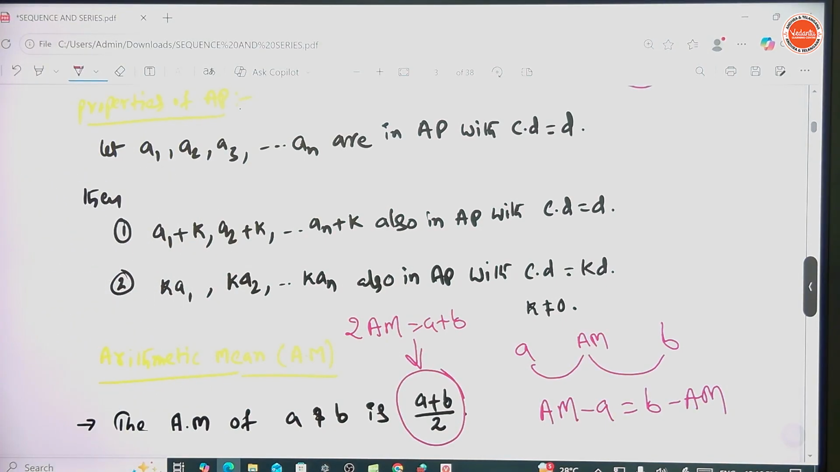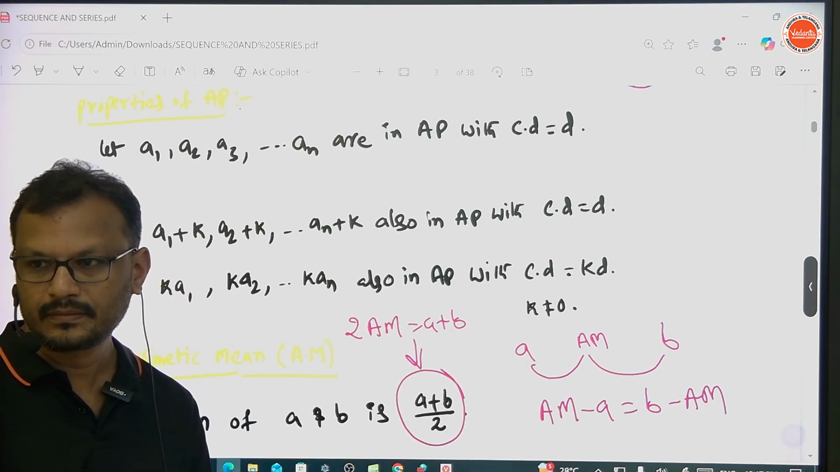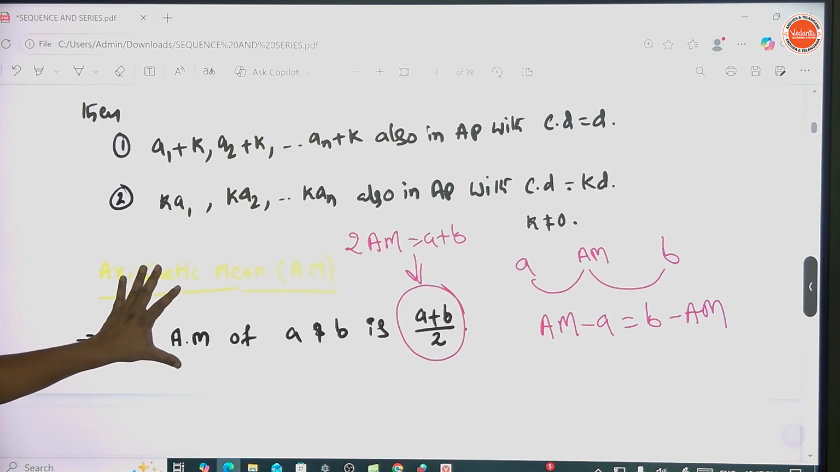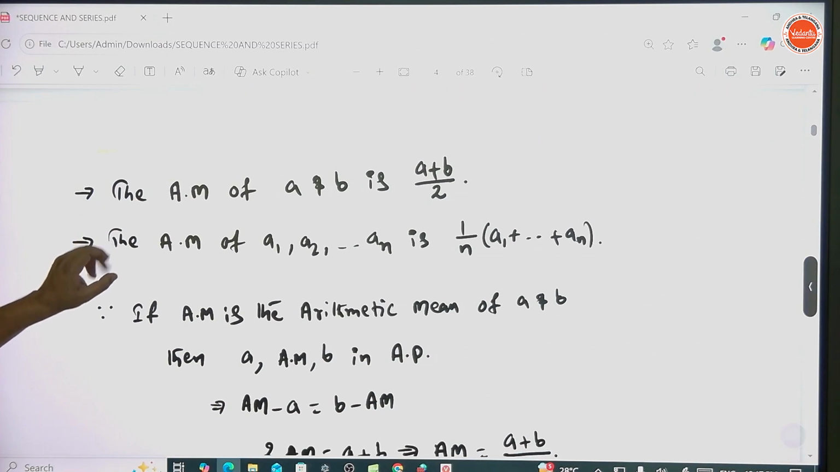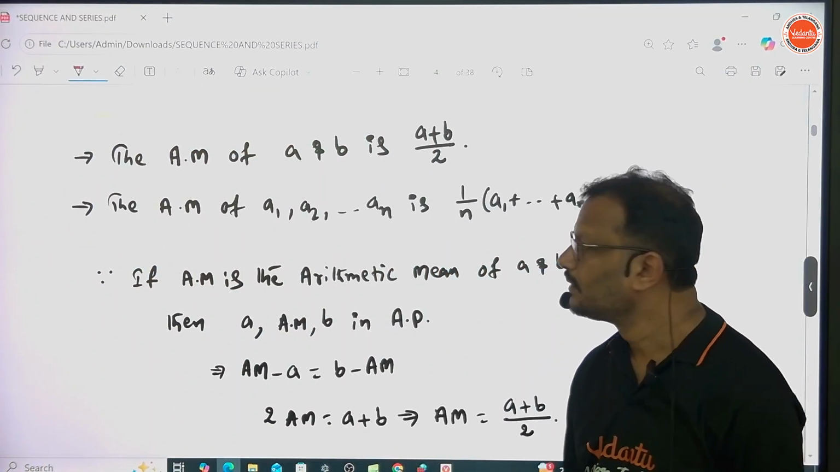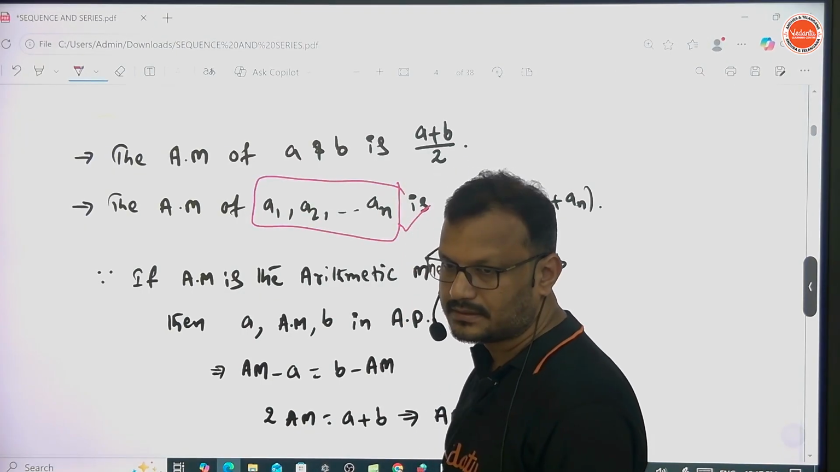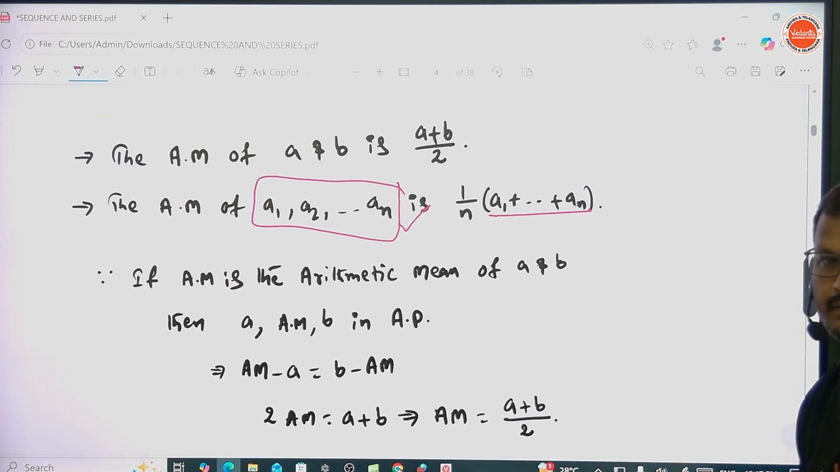So the arithmetic mean between any two numbers will be this. You can take it for three numbers also. That is called an average actually. Any doubt in this? Is it clear? So simply, if you have two numbers, the arithmetic mean is A plus B by 2. If you have n numbers, the arithmetic mean is the average of these numbers, 1 by n into the sum of the terms. That is the arithmetic mean.